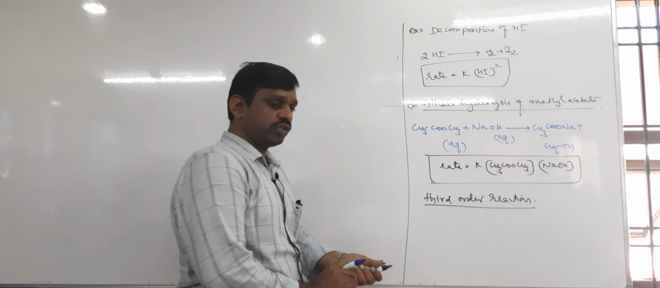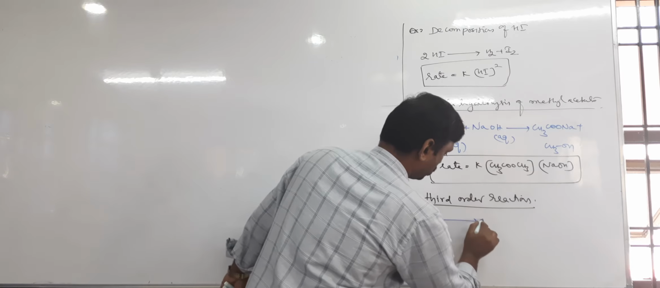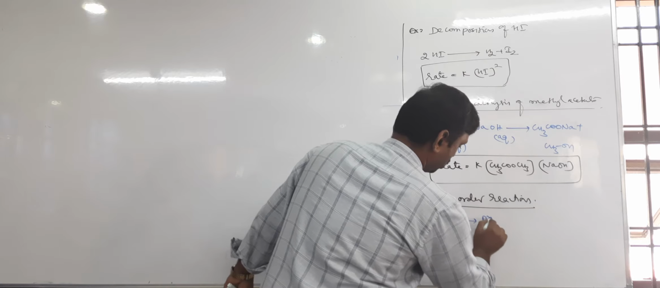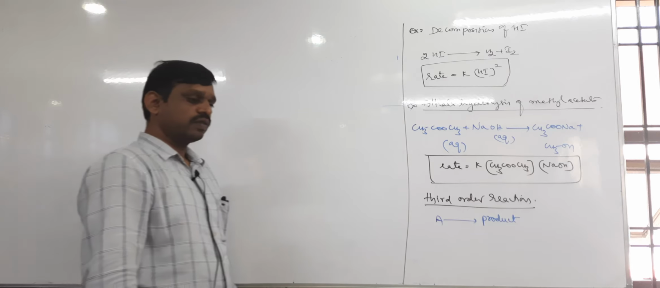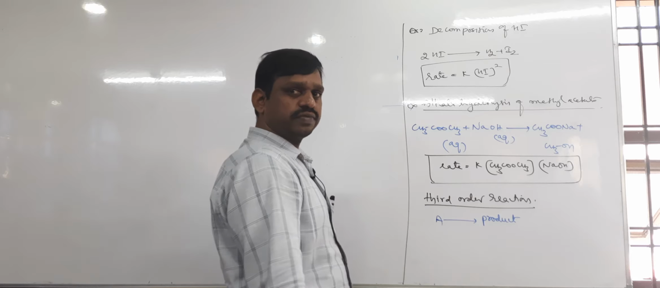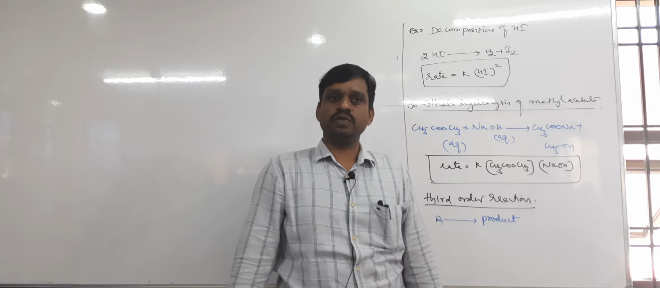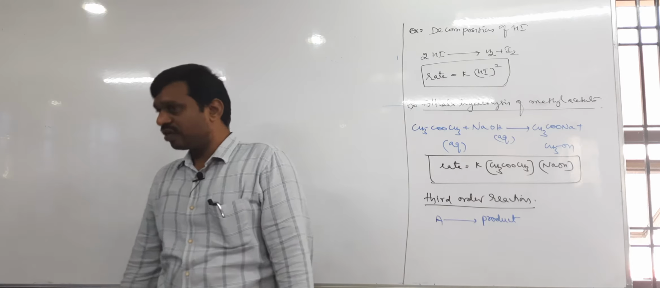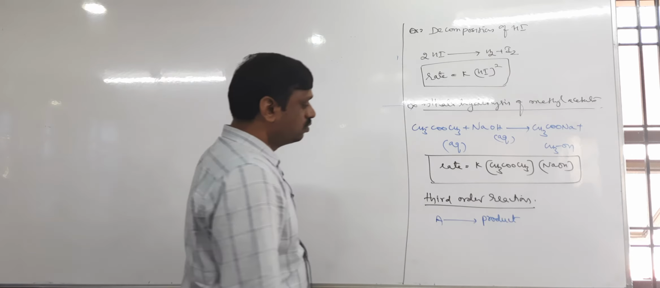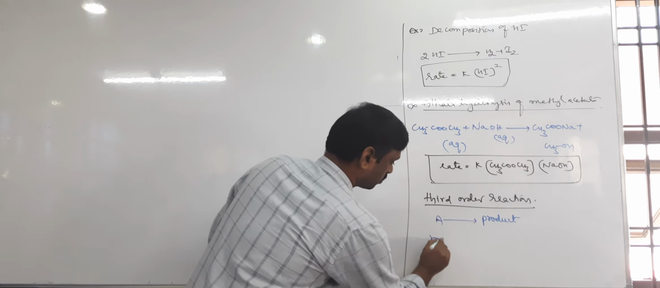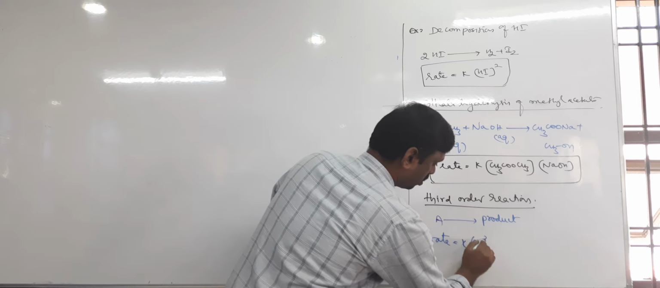The reaction in which the rate of chemical reaction is directly proportional to the third power of the molar concentrations of reactant in the experimentally determined rate equation. So A gives rise to product, then rate equals A power 3.